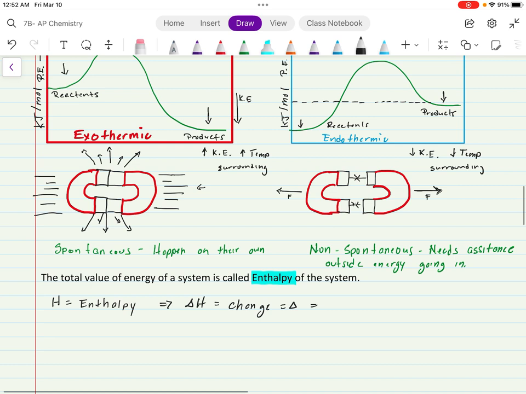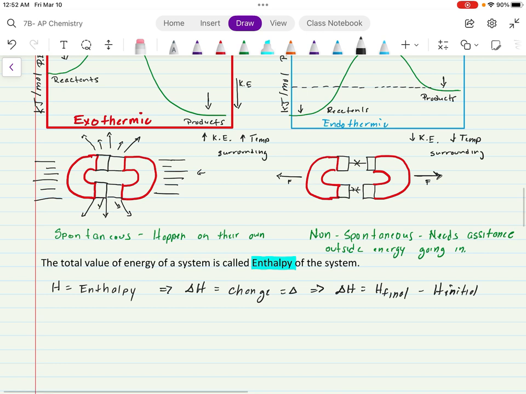So when we have an enthalpy of the system, then what we're talking about is the change in enthalpy, which is the final enthalpy minus the initial enthalpy. Okay, that's what we're talking about. So when we're talking about final and initial in terms of a chemical reaction, remember that a chemical reaction proceeds from reactants to products. Right? It goes from reactants to products.